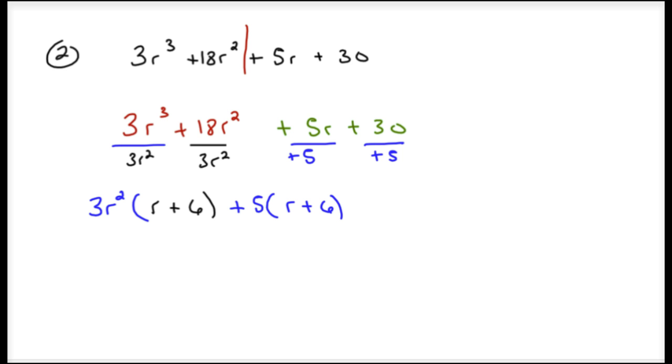Now again, I have 2 terms here. I have 3r squared times the quantity r plus 6, and I have positive 5 times the quantity r plus 6. What do both these terms have in common? The quantity r plus 6. Excellent, they both have the quantity r plus 6 in common, so I'm going to factor out the quantity r plus 6 from both of these.